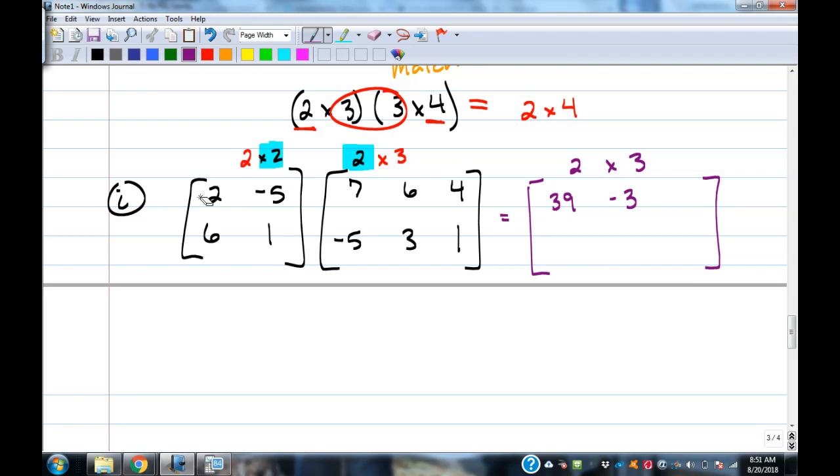And I'm taking first row times third column. 2 times 4 is 8. -5 times 1 is -5. 8 plus -5 is 3.